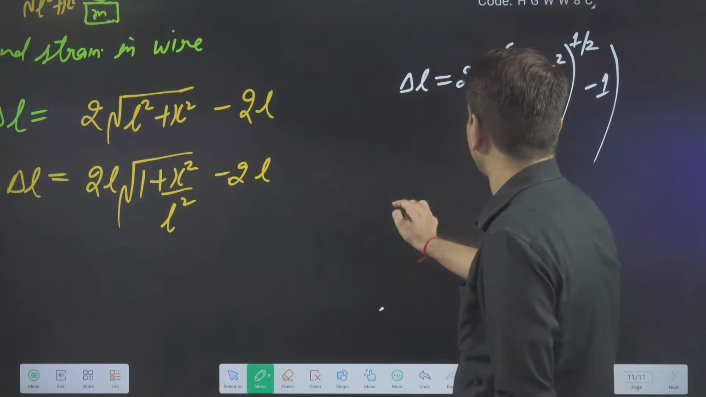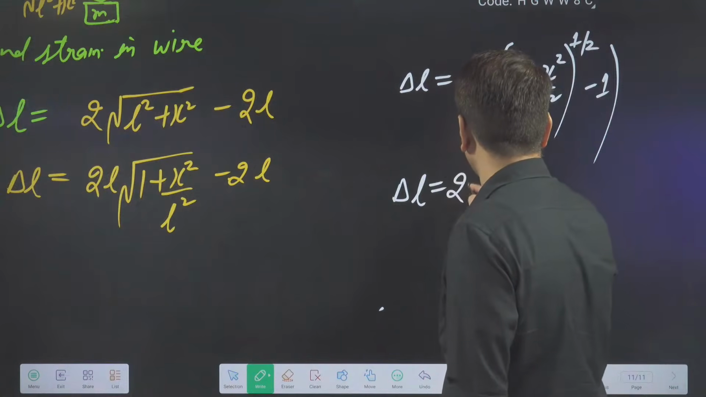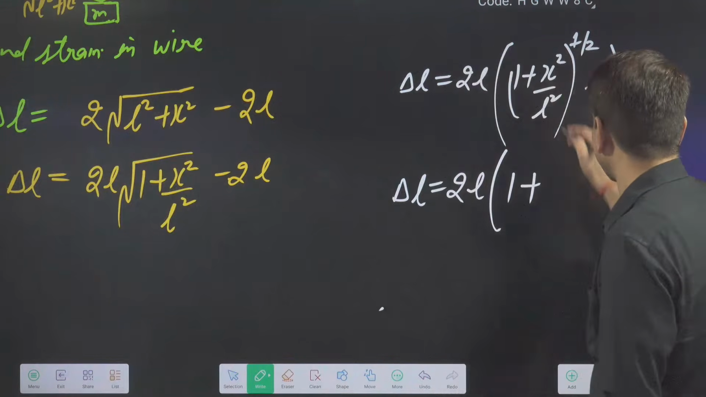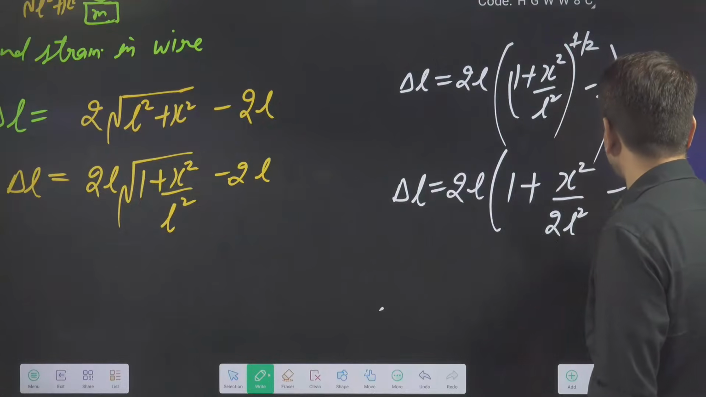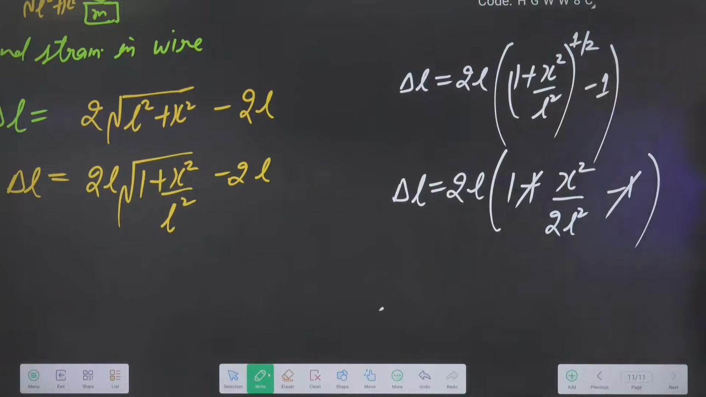Okay. So delta L, what can I say? Delta L is equal to 2L into 1 plus NX, NX meaning X square by 2L square, minus 1. The 1 and 1 get cancelled out. Now who will say what is the strain?